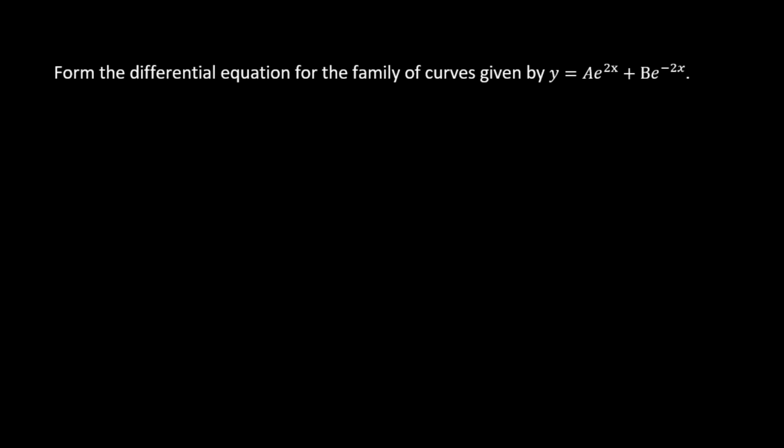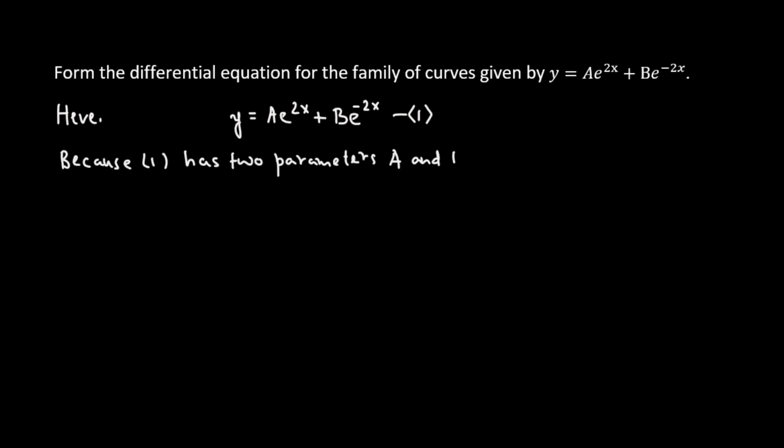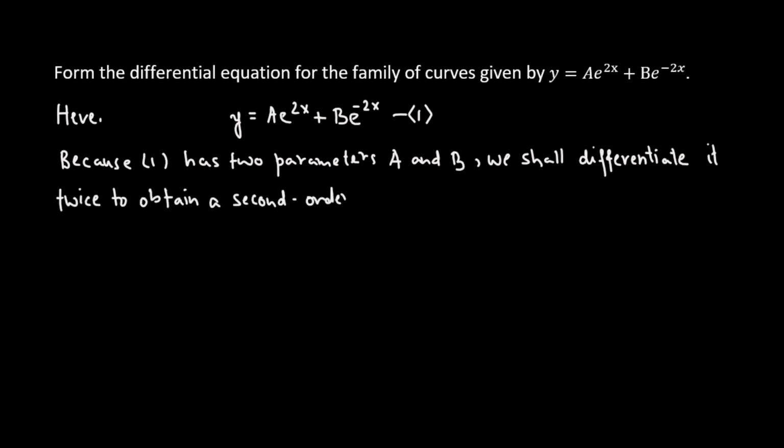Problem number 7. Form the differential equation for the family of curves given by y equals a times e raised to the power of 2x plus b times e raised to the power of negative 2x. So here we have y equals a e raised to the power of 2x plus b times e raised to the power of negative 2x. Let this be equation number 1. Now because one has two parameters a and b, we shall differentiate it twice to obtain a second order differential equation.